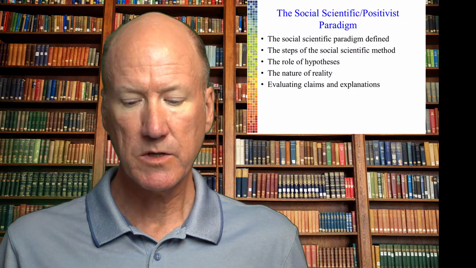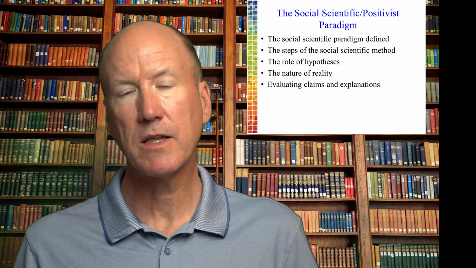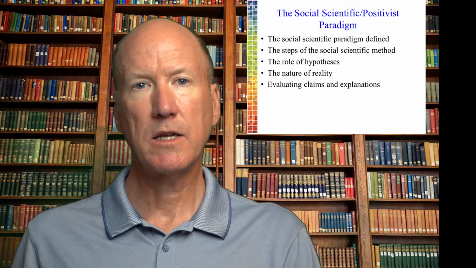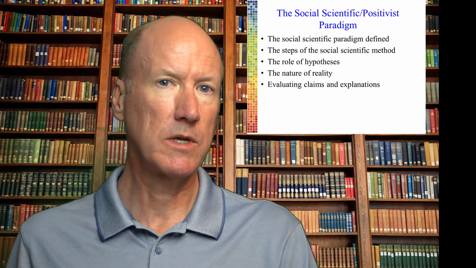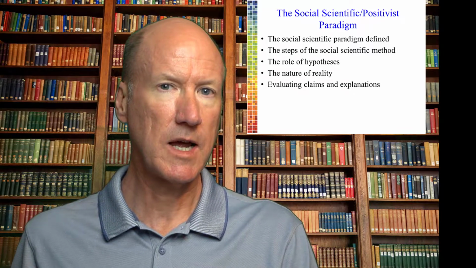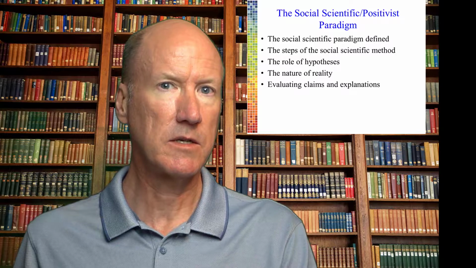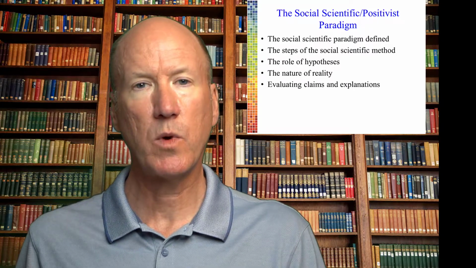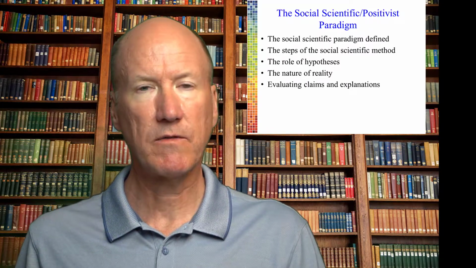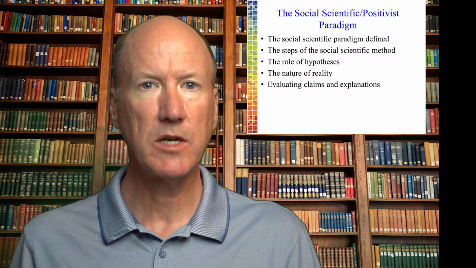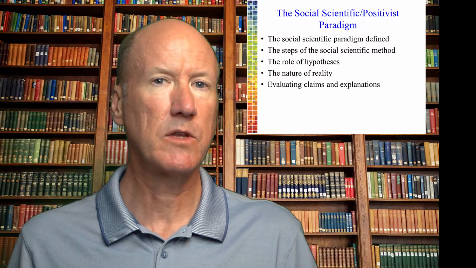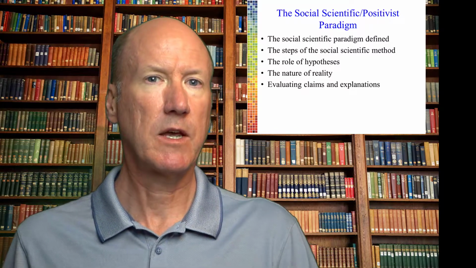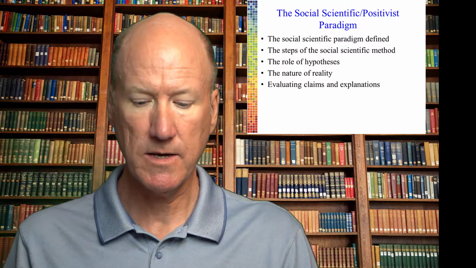So this particular paradigm looks at the role of hypotheses, the nature of reality. So here reality is something that is sort of objectively out in the world, and is something that, through the social scientific method, we can discover. So whether that's a certain way of communication, resolving conflict, or developing intimacy in relationships, the social scientific or positivist paradigm believes that there is an objective method that can be used to uncover that reality.